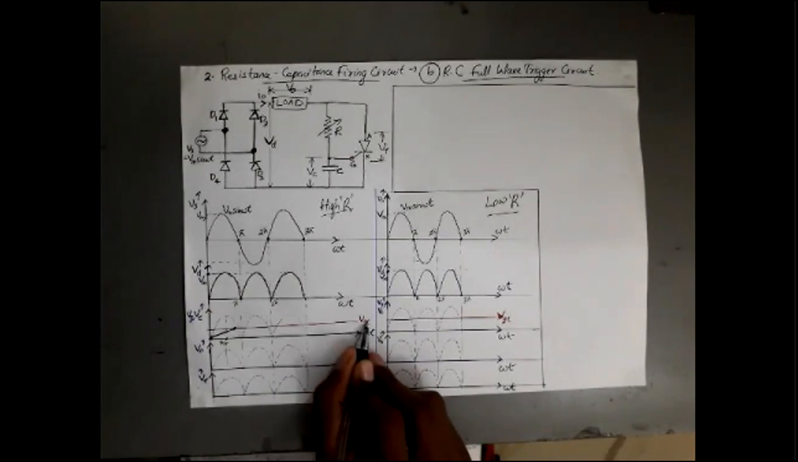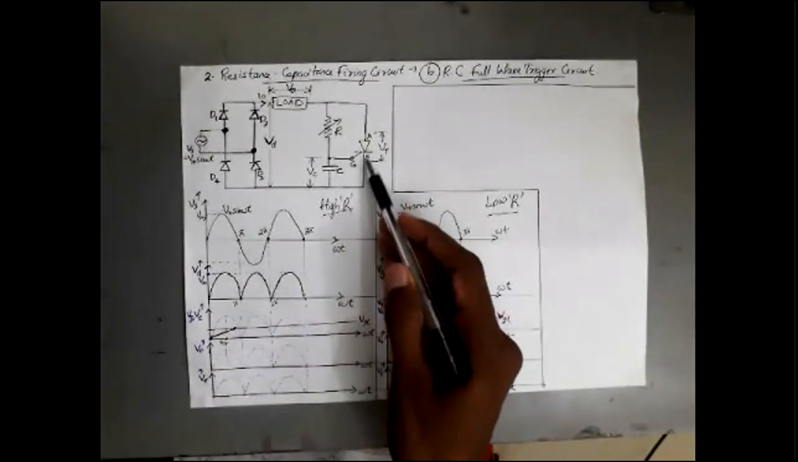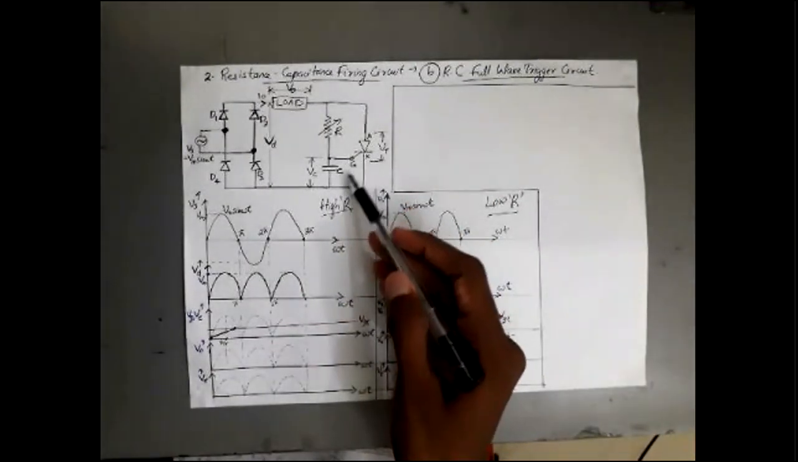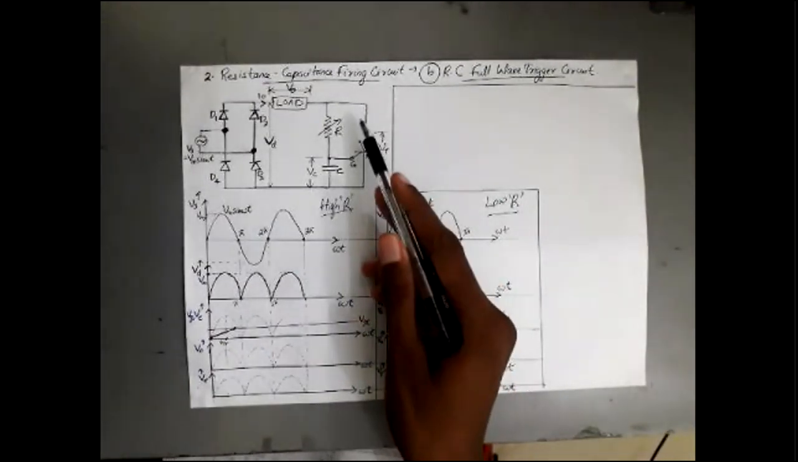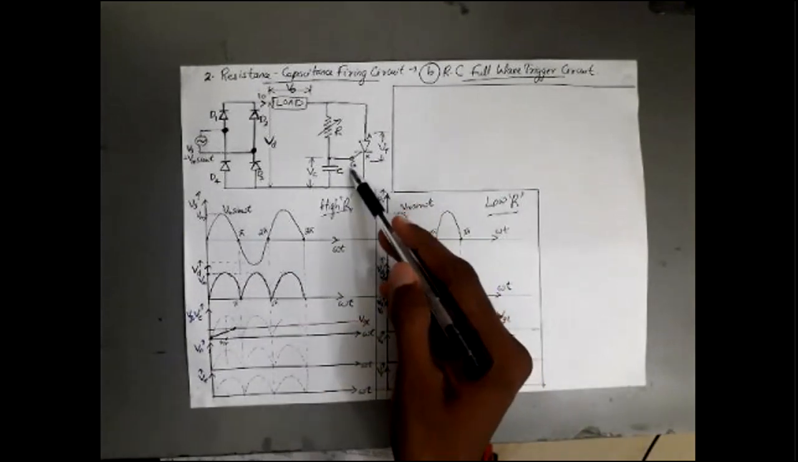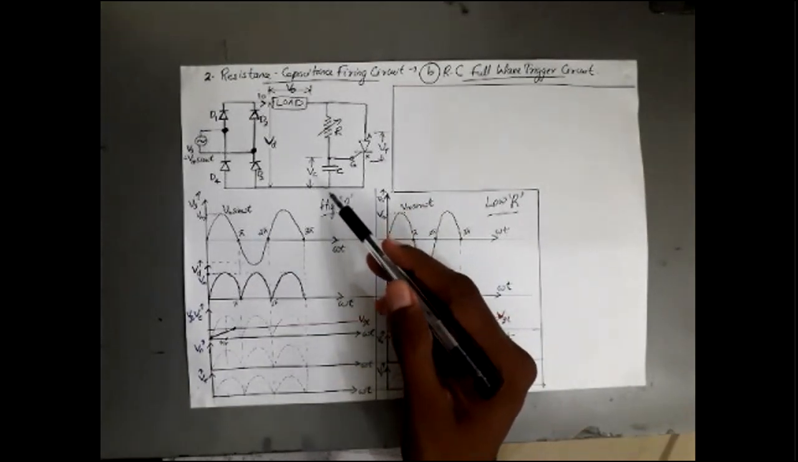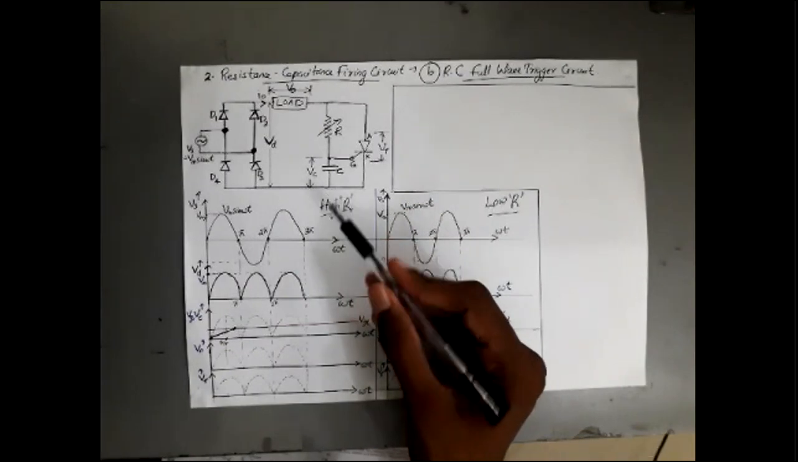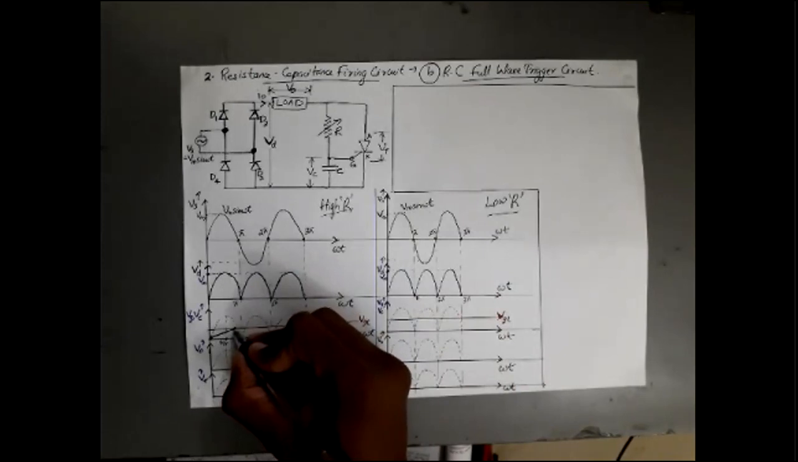So suddenly what happens? The voltage across my VC becomes 0. Why? My gate cathode terminal acts as a short circuit. When my SCR starts conducting, this part acts as a short circuit. Then the voltage appearing across my capacitor will be near zero, as we mentioned in the previous case also, in the RC half wave trigger circuit: the capacitor voltage VC suddenly reduces when my SCR gets triggered.